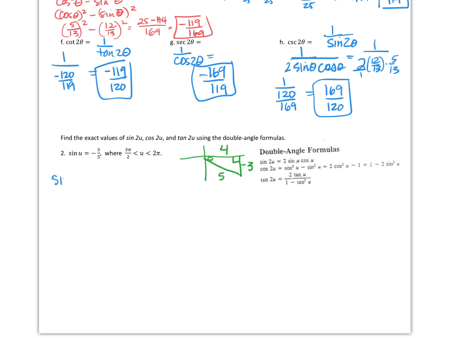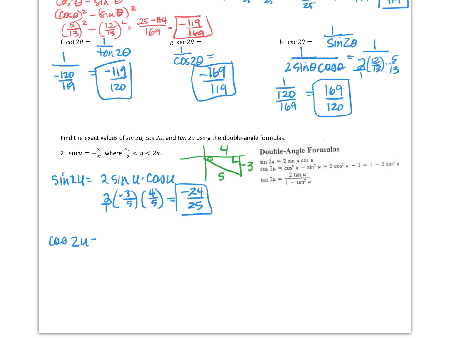Now, using that, I can then use my double angle formulas to find those values. So if I want the sine of 2u, the formula says 2 times the sine of u times the cosine of u, right? So 2 times, what is the sine here? It's opposite over hypotenuse, negative 3 over 5. The cosine is 4 over 5. Remember that 2 is over 1, so when I multiply across, I'll have 2 times 3 times 4, so 6 times 4, and be negative 24 over 25. And that would be my sine of 2u.